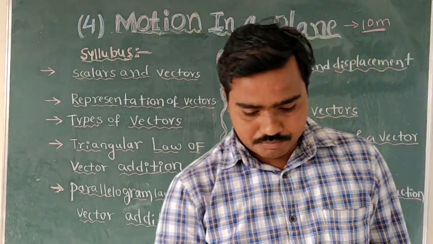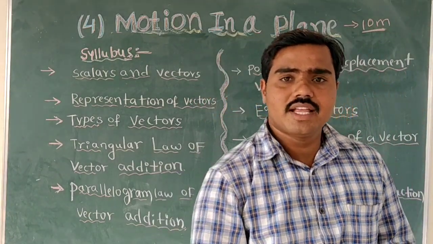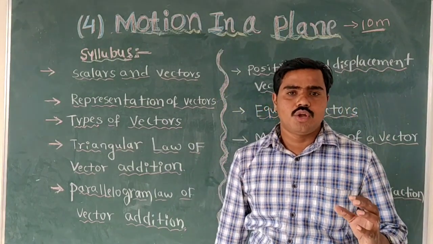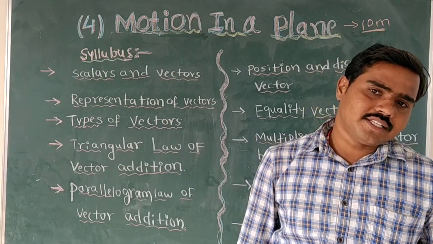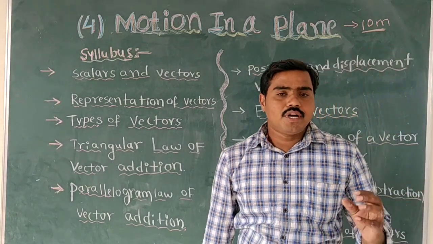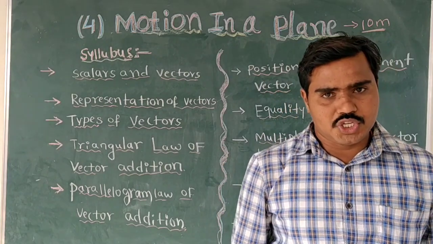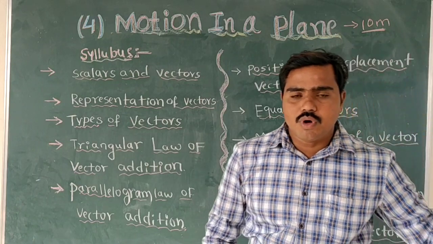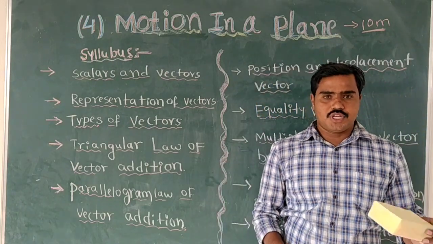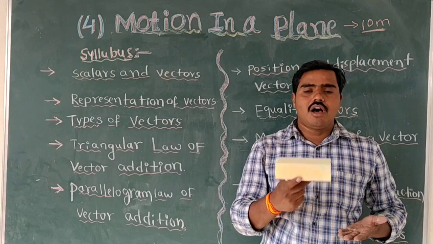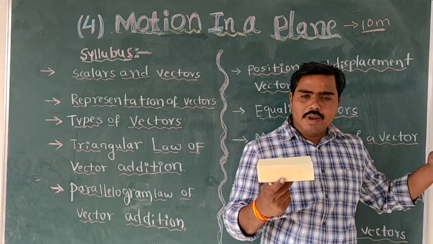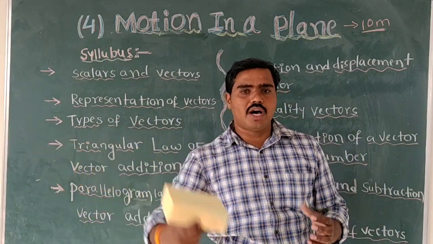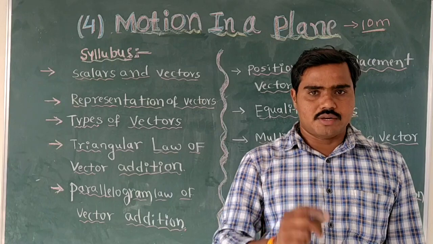Then introduction. What is the meaning of motion in a plane? Already I explained that one. Definition of motion. What is the definition of motion, students? Motion is nothing but a body changing its position from one point to another point. For example, this is an object or body or particle. When you apply a certain amount of force on this body, it changes position from one place to another place. That is called motion.